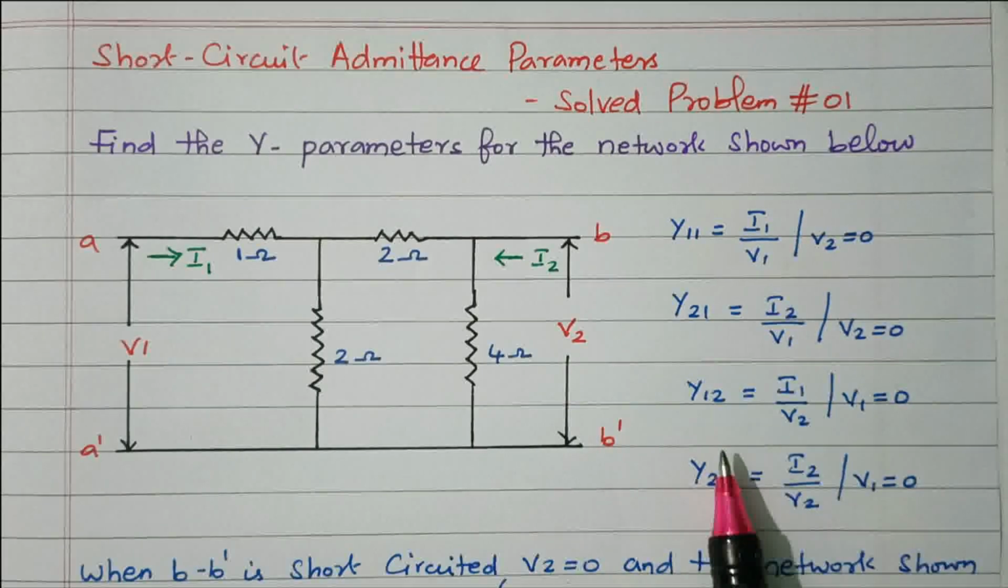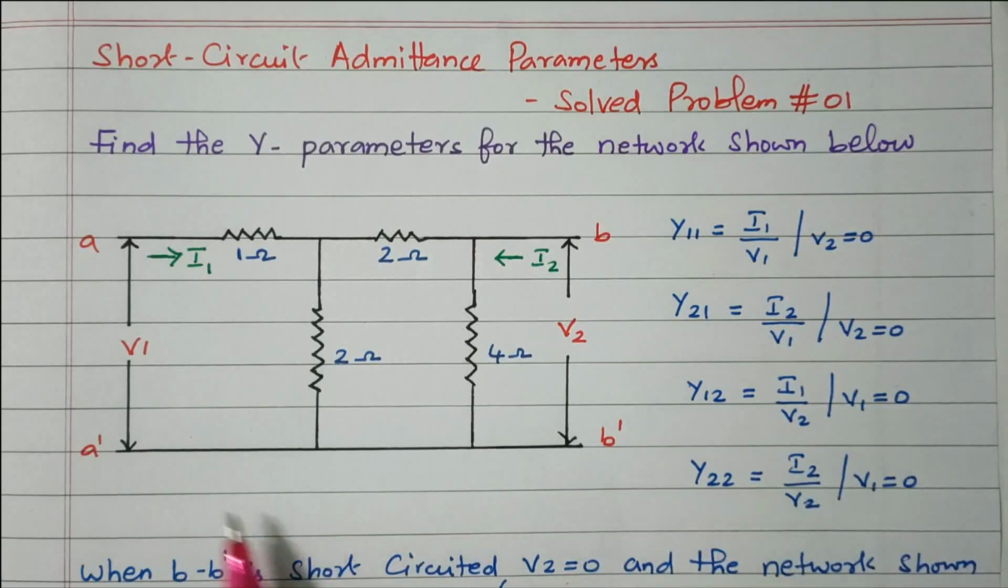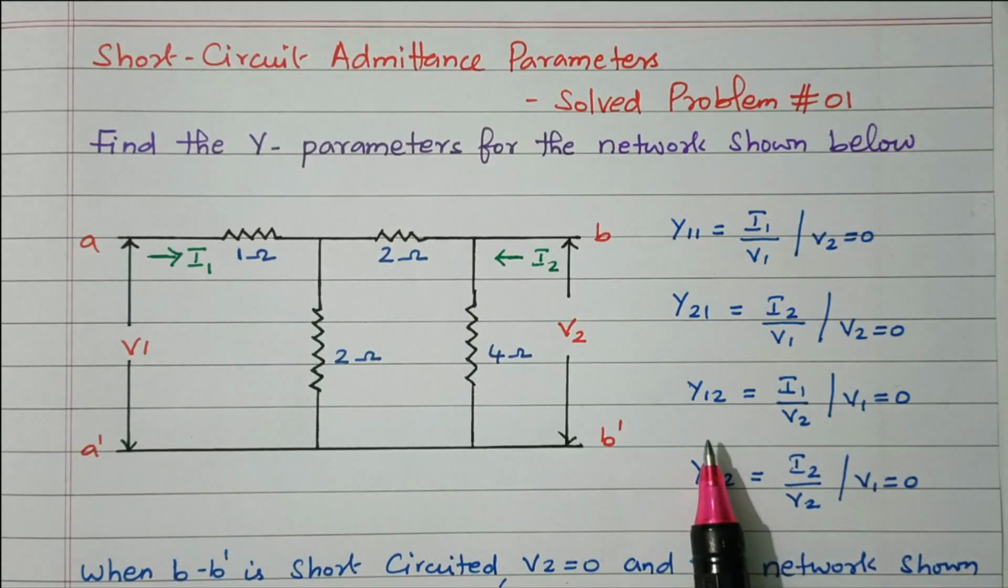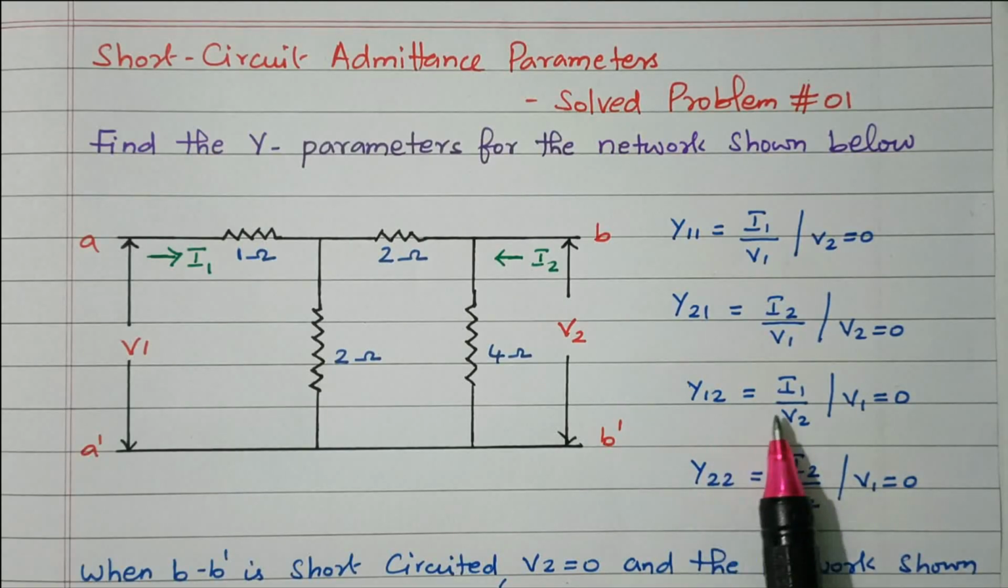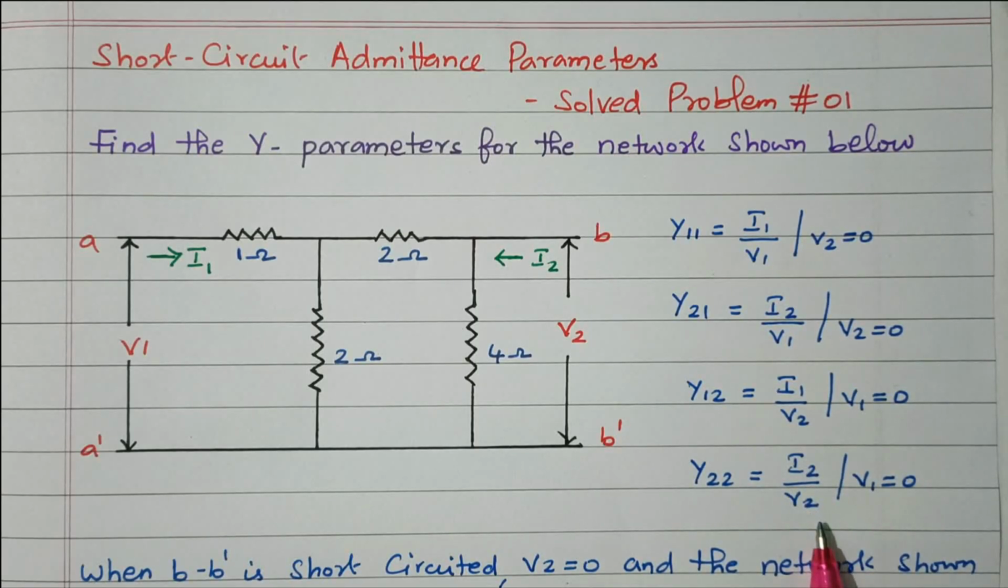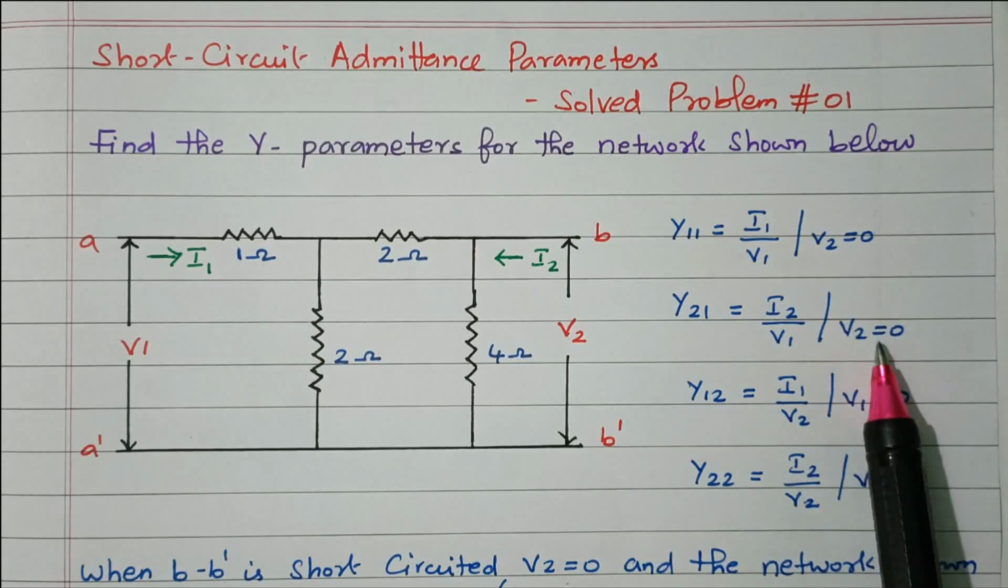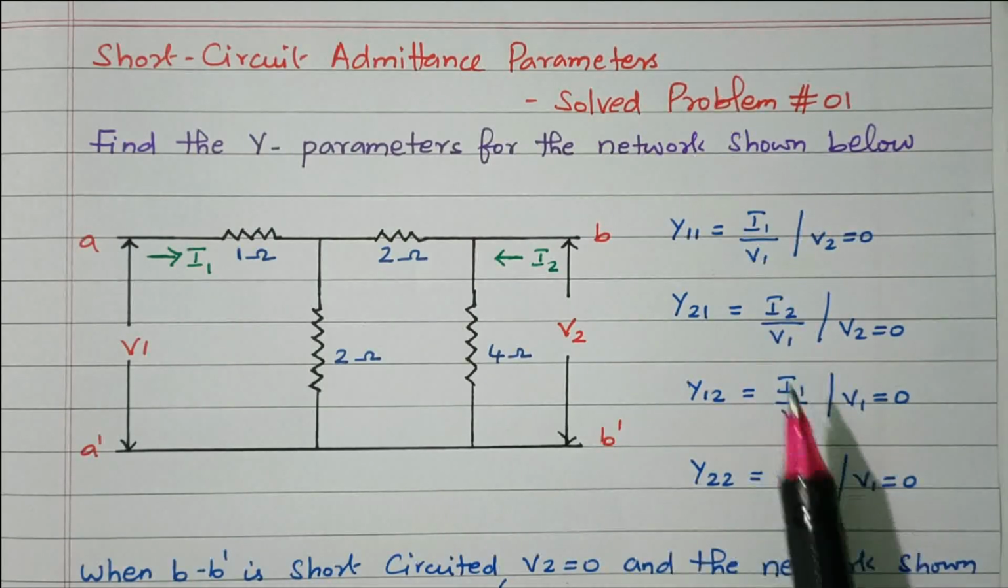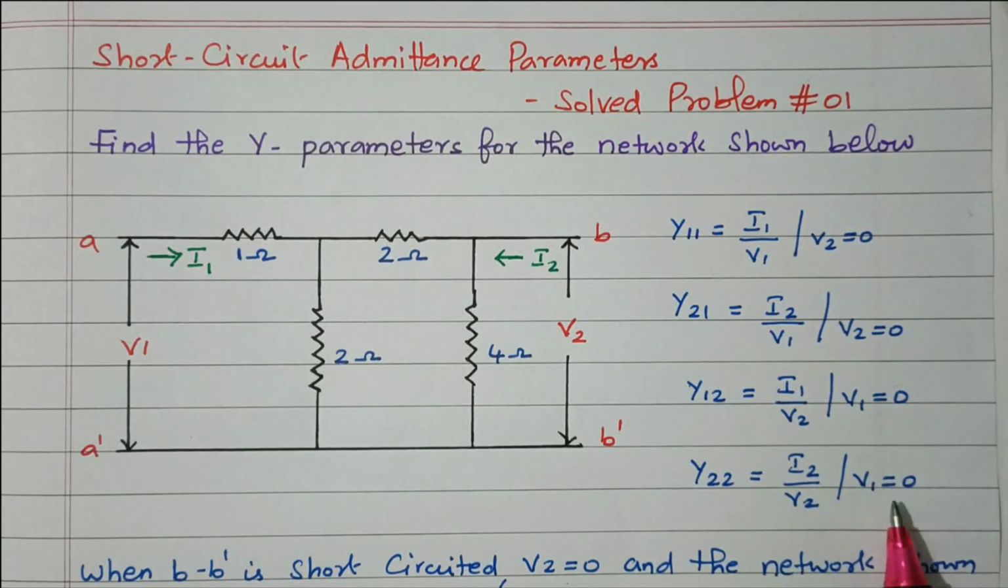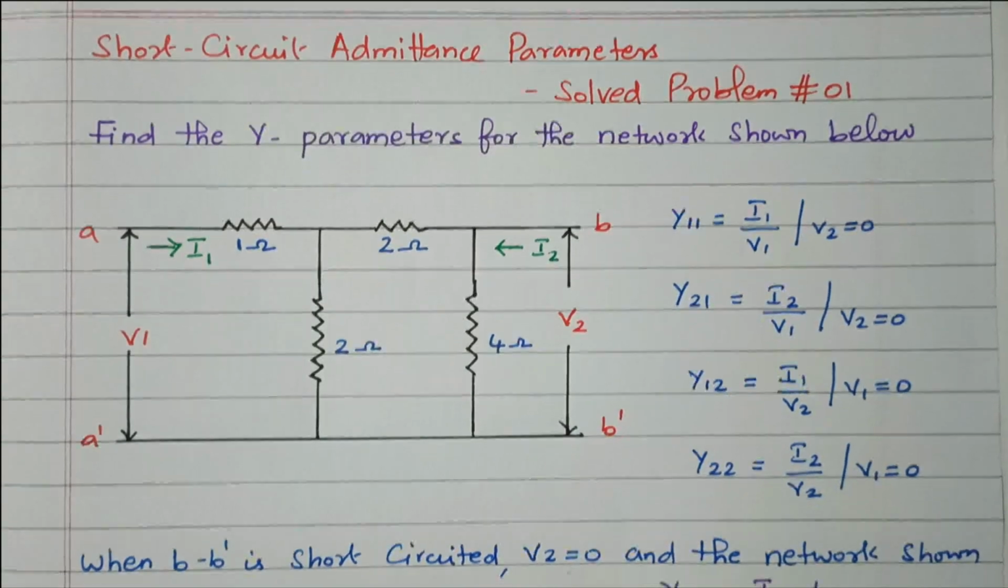transfer admittance. In the second case V1 is 0, the input port is short circuited. Then we are able to find Y12 and Y22. Y12 is I1 by V2. Y22 is I2 by V2. Here both are at the output port, so it is called the output admittance. The other one is a transfer admittance. So by making V2 equal to 0, we can find the first two parameters. By making V1 equal to 0, we can find the other 2 parameters. Right. Now we'll go to the problem.